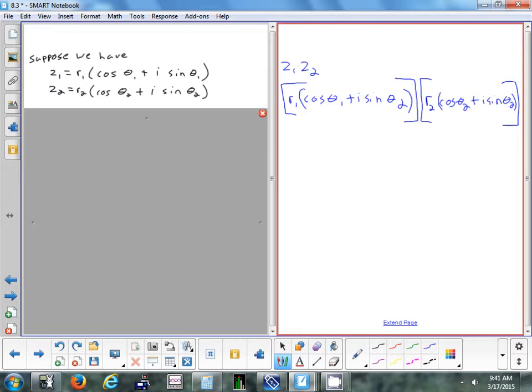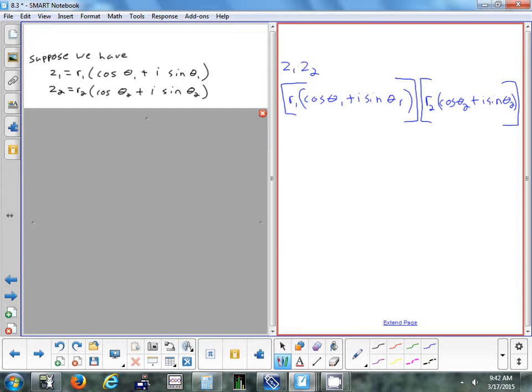Yeah? In the first one, why is it sine theta? Thank you. You have to be very careful. Keep the theta 1s and theta 2s straight. We cannot mix those up. Theta 1 just represents some angle in the first complex number. Theta 2 is a different angle. It could be the same, but it doesn't have to be.